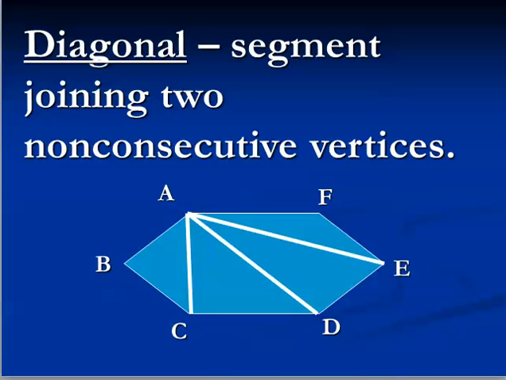Diagonals are segments that join two non-consecutive vertices. So if you look from point A, there will be 3 diagonals. We can't go to F because that is consecutive. Non-consecutive, there's one that goes to E, one that goes to D, and one that goes to C. So there are 3 diagonals.